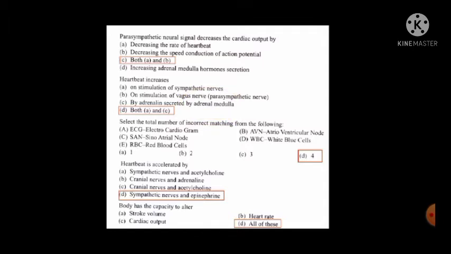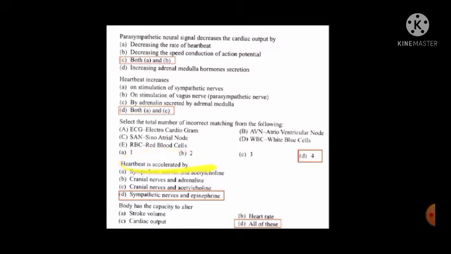Select the total number of incorrect matching from the following. ECG is electrocardiogram. AVN is atrioventricular node. WBC is white blood cells. SAN is sinoatrial node. RBC is red blood cell. There is one wrong statement. There are 4 correct matches in total.